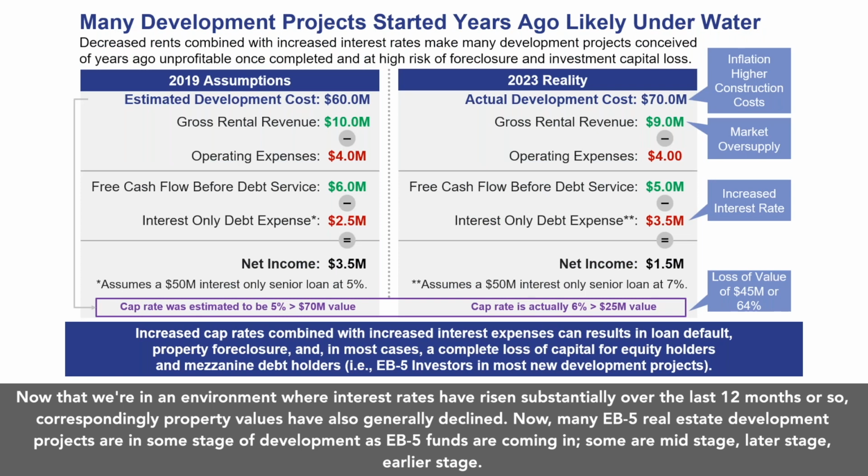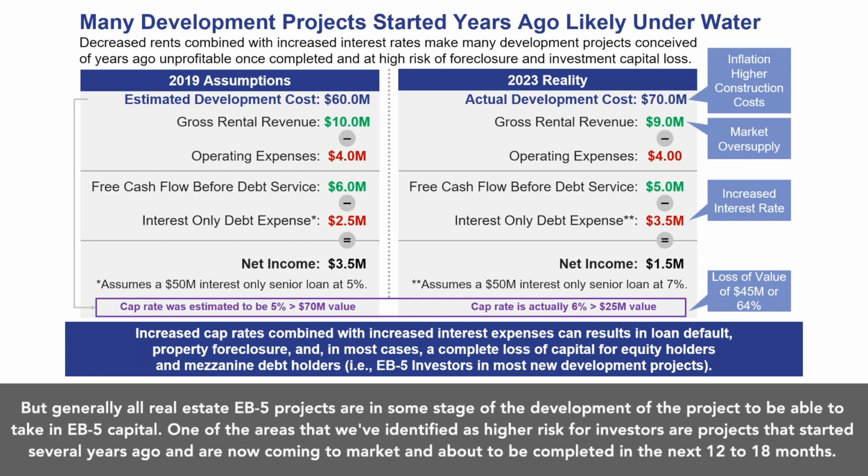All right. So now, because many EB-5 real estate development projects are in some stage of development as EB-5 funds are coming in, some mid-stage, later stage, earlier stage. But generally, all real estate EB-5 projects are in some stage of the development of the project to be able to take in EB-5 capital. So one of the areas that we've identified as higher risk for investors are projects that started several years ago and are now coming to market, about to be completed in the next 12 to 18 months.